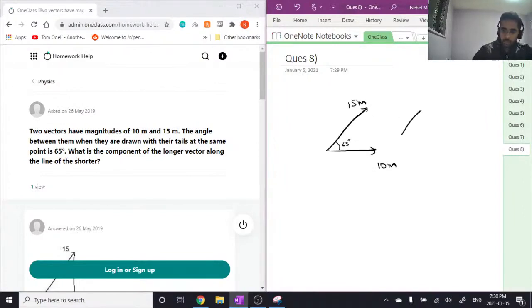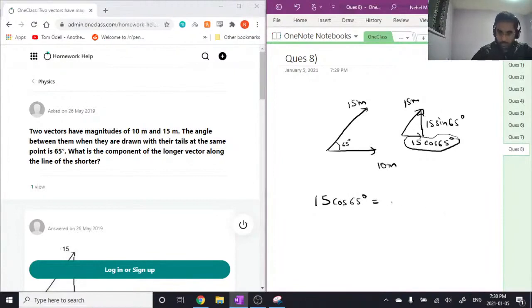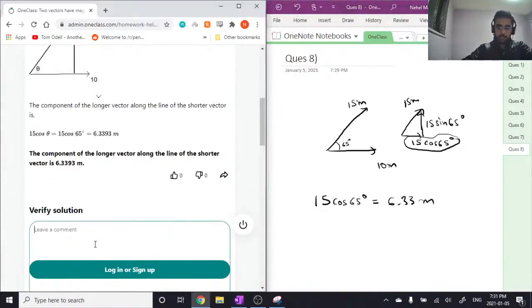So if we were to resolve this vector into its two components, we would get 15 sine of 65 degrees and 15 cos of 65 degrees. Therefore, this is the component of the longer vector along the shorter vector. So that is the answer. 15 cos of 65 degrees is equal to 6.33 meters along the shorter vector. Okay, so perfect. This answer is also correct.